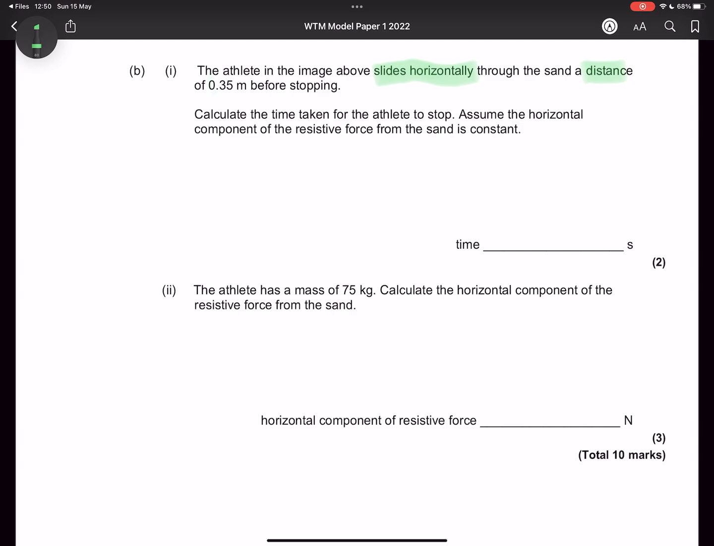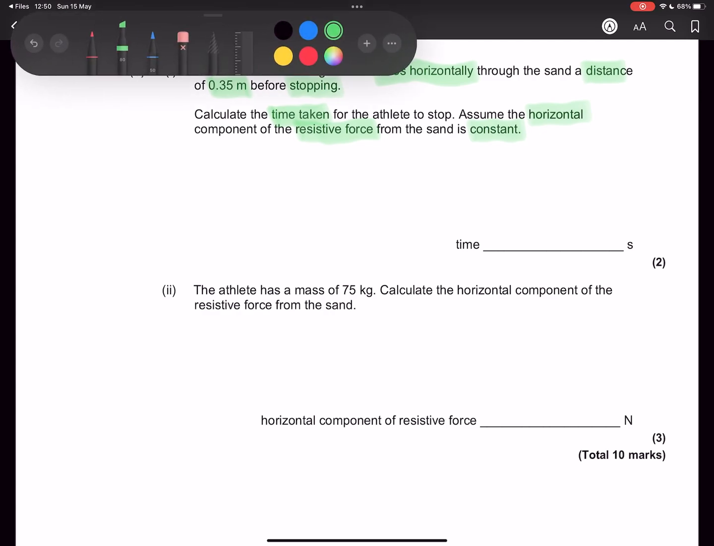So for this one, we're now talking about sliding horizontally. And it gives us the distance before stopping. So we now know that there is a deceleration definitely occurring, and that the final velocity is 0. So we're needing to find the time in this case. It tells us the resistive force is constant, which immediately implies we will be finding it following this question. And reading ahead will show you do.